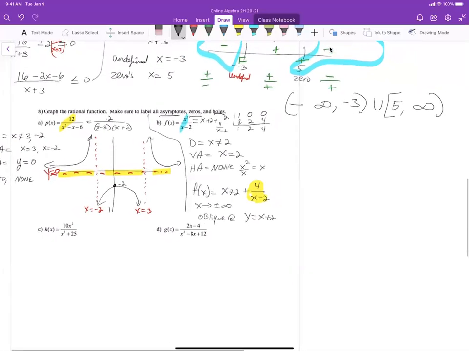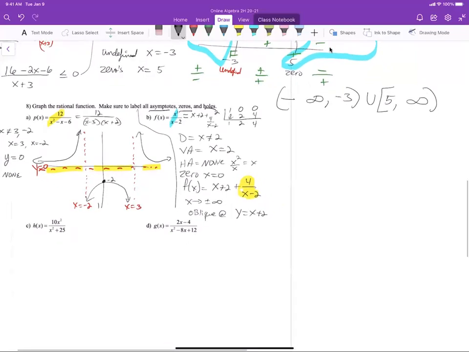Okay, do I have any zeros? Yes, I have a 0 at x equals 0. My numerator will be 0 at x equals 0. Now I have all the pieces. Let's see what it looks like. I'm going to have a vertical asymptote at x equals 2. I have no horizontal asymptote. I have a 0 at x equals 0. I have an oblique asymptote at the equation of y equals x plus 2.